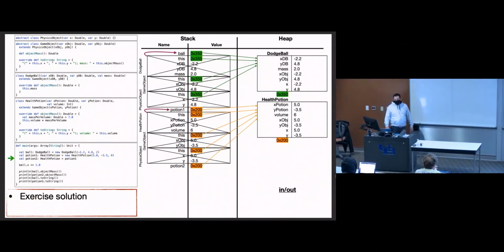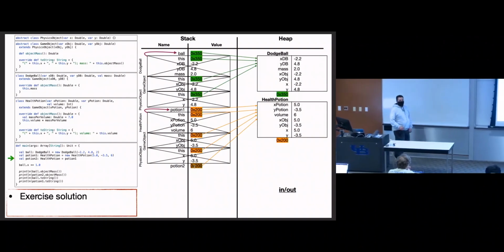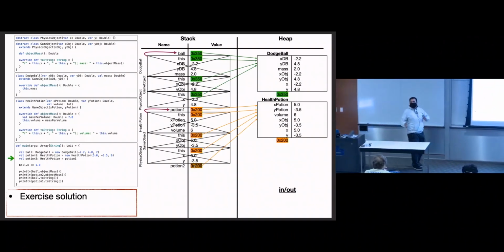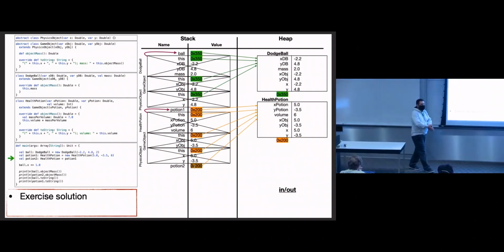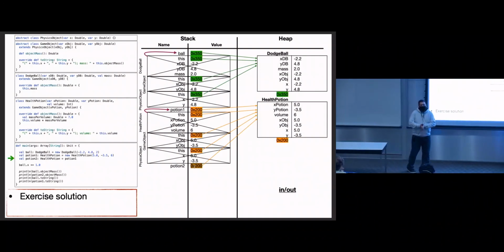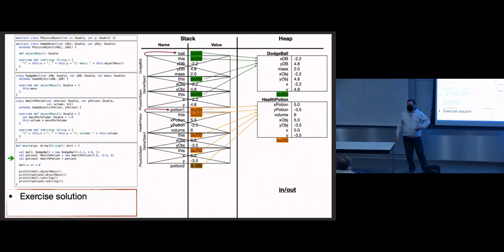That's it. So potion 2 equals potion 1. Potion 1 stores a reference. Potion 2 just gets that reference. No constructors. We are not creating a new potion. We're just assigning by reference. That reference stored in potion 1, potion 2 gets that same reference. Nothing else happens.